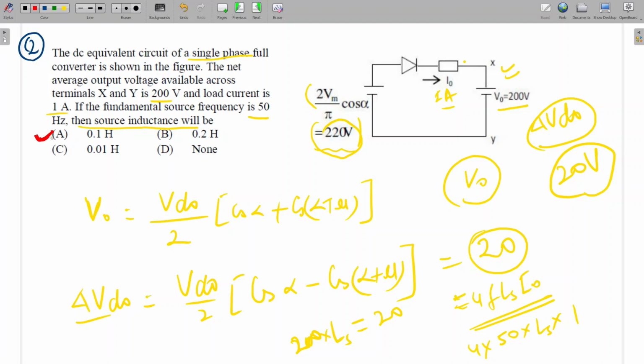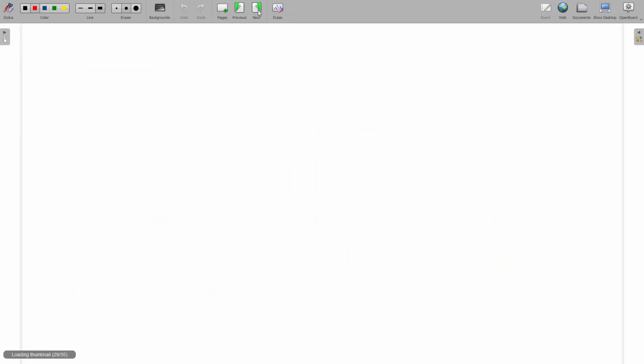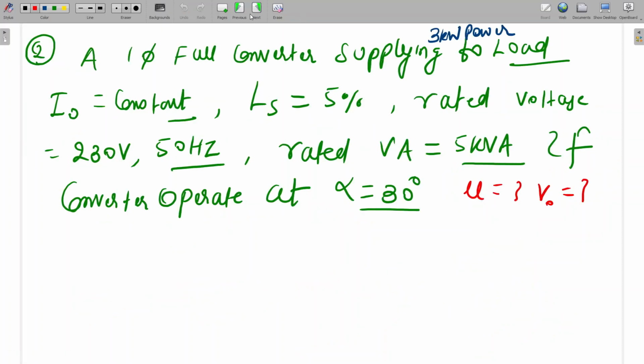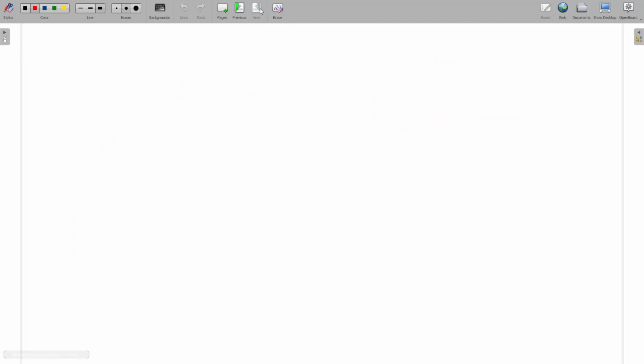See, it is a very easy question, they have framed it in a different way. We just know this value, then 4 f Ls I naught, no need to solve it. We have to see which formula is required. 20 should be equal to 4 f Ls I naught, and this will be 0.1. Is it clear to all? Okay, I am moving to the next questions. Many questions I have taken, and other questions are also there.